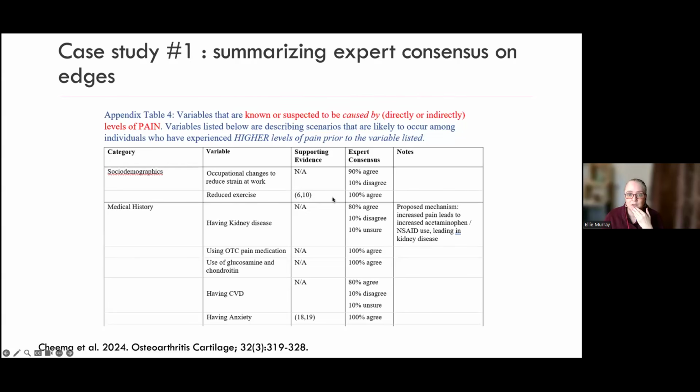And so you can see here, for some, everybody agreed that a variable was important. Here we actually sorted it by the end of the node. So these are variables that are known or suspected to be caused by pain. Everyone agreed that pain could reduce exercise, whereas there was less clear agreement on whether or not pain might lead to kidney disease. This probably makes sense, because this is the more indirect relationship: pain leading to increased NSAID use, and then that potentially leading to kidney disease.